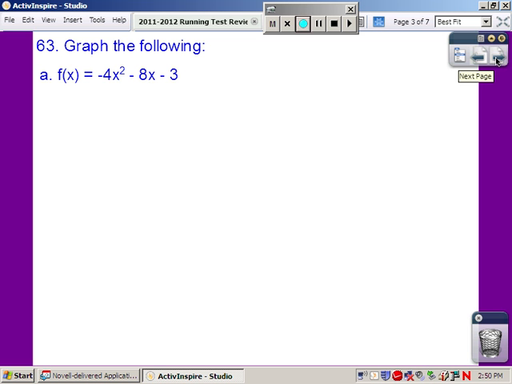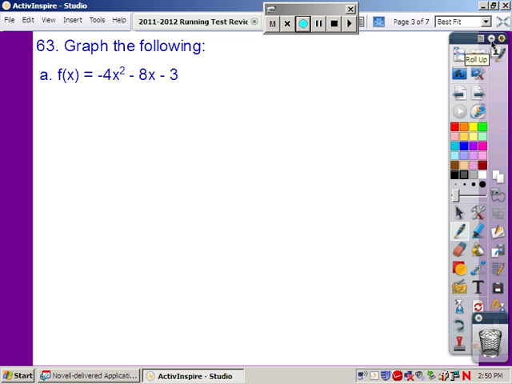All right, that took care of central tendency. Now we're on to graphing quadratics. This is the last part of the running test. These seem to be kind of like a mixed bag. Some people find them relatively easy, some find them more difficult. So I'm going to try to take you through it step by step.